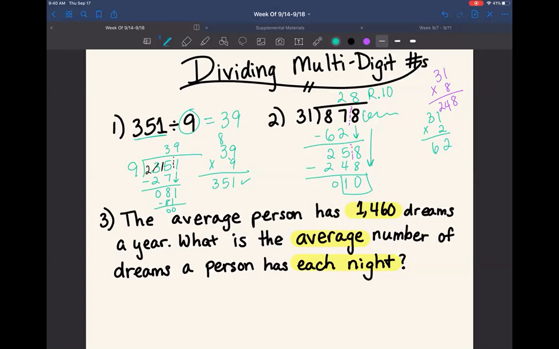So I'm going to do my division. Now I'm going to set it up first, right? So I know I have 1,460. That's going to be inside the house, because it's asking about the number of dreams each night. What is going to go on the outside of the house? I'm going to give you guys a moment. Put it in the chat. I want to see what the number on the outside of the house is going to be.